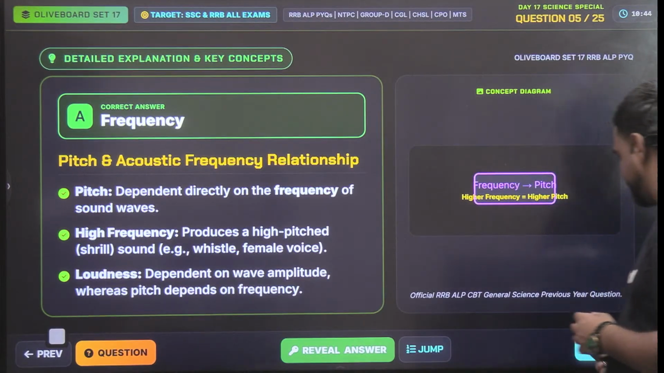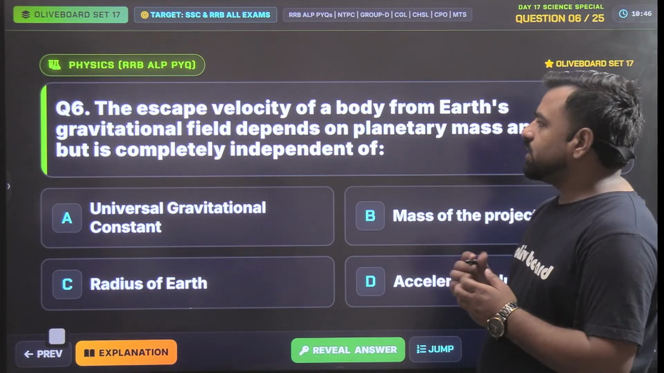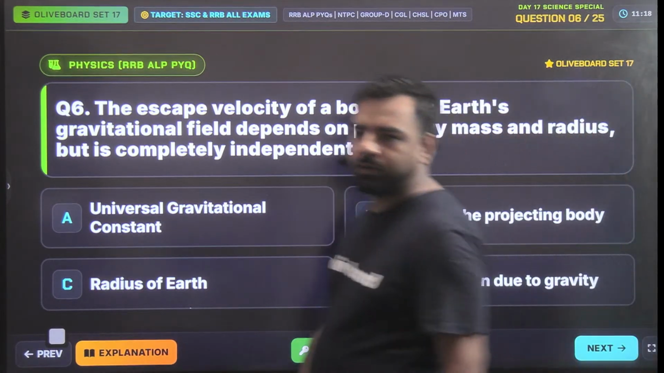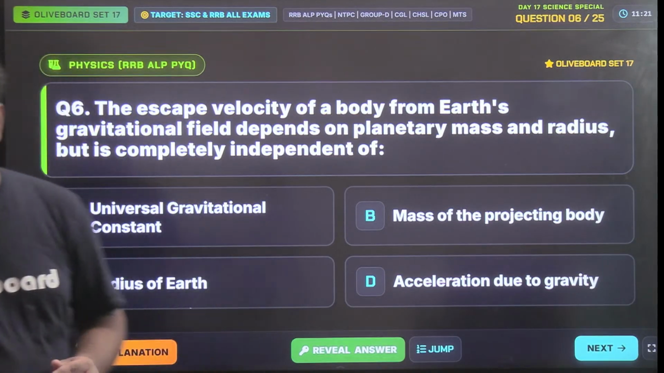Okay, next. The escape velocity of a body from the Earth's gravitational field depends on planetary mass and radius, but is completely independent of what? So universal gravitational constant, mass of projecting body, radius of the earth, or acceleration due to gravity. So you have four options. What should be the answer? So please give the answer. So guys, for this case, Ankita is going with B.